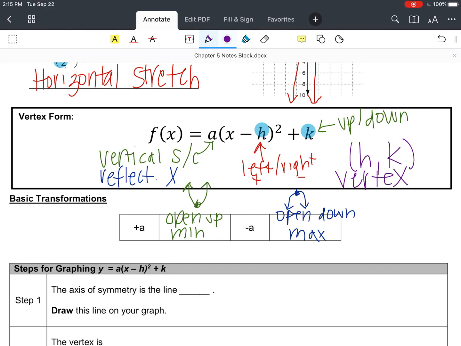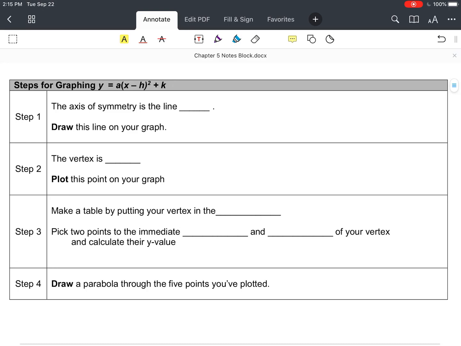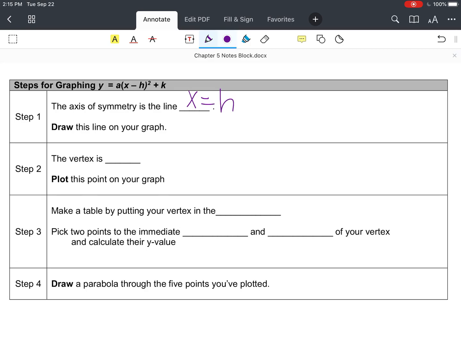So to graph things, if you don't have a graphing calculator handy, we do need to know how to graph these by hand. This is a way that you can graph these parabolas by hand. Step one is to find the axis of symmetry. That's where your line is going to go through the vertex and it's going to be symmetrical on both sides. That is just the line x equals h.